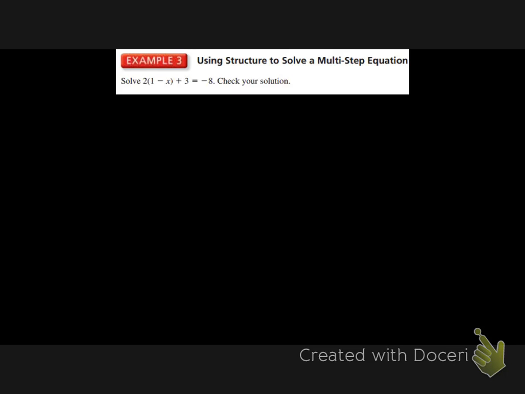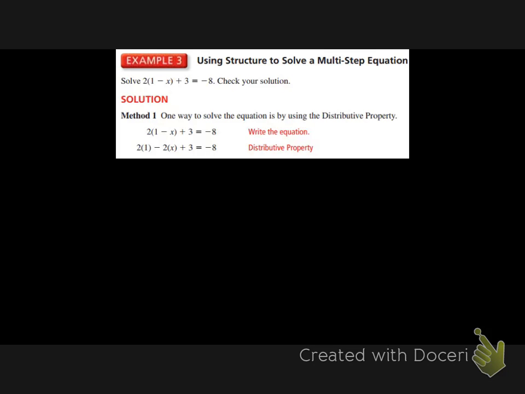And now as our third example, we're going to use structure to solve a multi-step equation. So looking at this, we've got a pretty massive thing here. We've got 2 times the quantity 1 minus x, plus 3 equals negative 8. So the first step that we're going to have to do here is going to be to distribute. That way we can get the parentheses taken care of. We've got to have everything separate and then back together so we can get our x by itself. So we're going to have 2 times 1 minus 2 times x plus 3 equals negative 8.